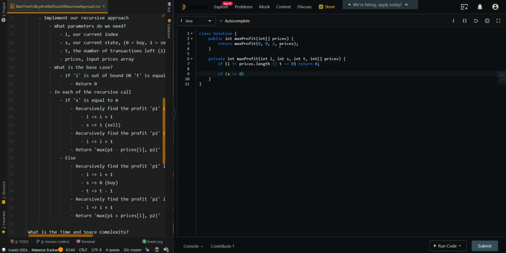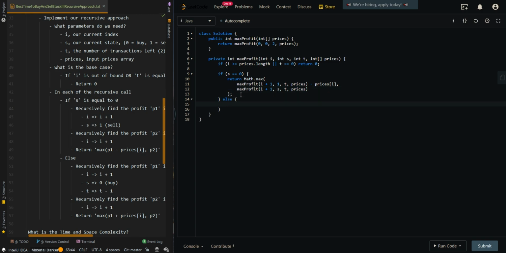Now if s is equal to 0, we're currently in the buy state. We have 2 choices. We can buy the current stock or just skip the current stock. So we want to return the maximum value between buying the current stock: i turns to i plus 1, state turns to 1 because we want to move on to the sell state next, t stays the same, prices stay the same, and then we subtract the current price because we bought it. And then we also need to find the maximum profit if we skip the current stock. s stays the same, t stays the same, and our prices array.